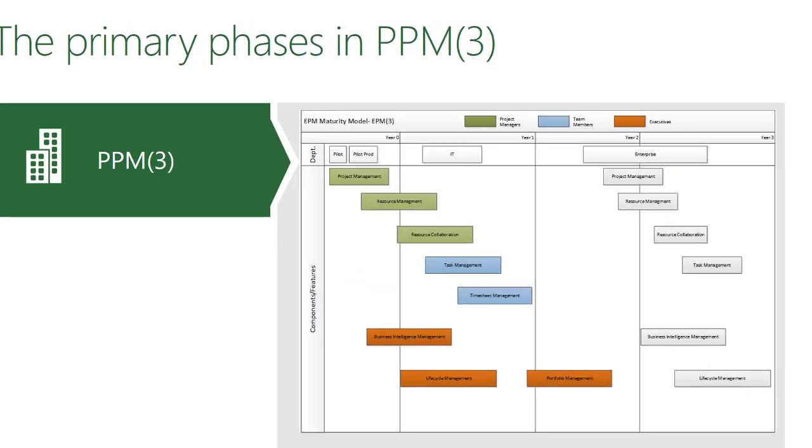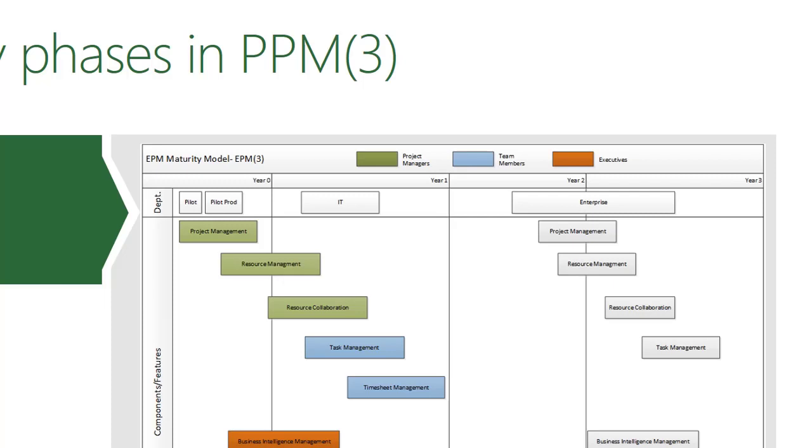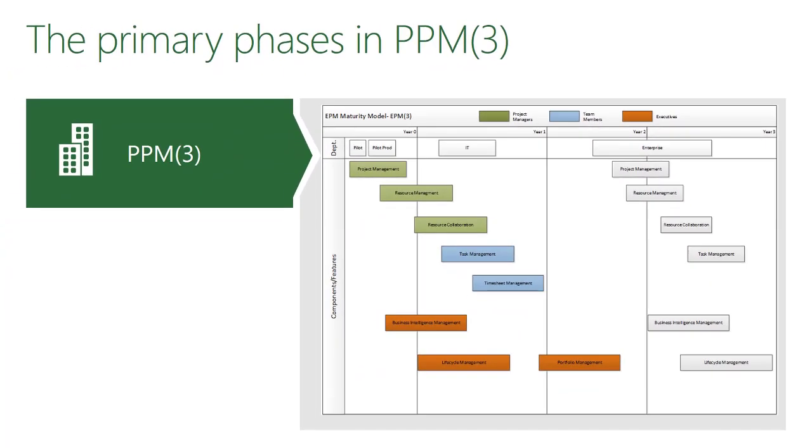Now, the primary phases of PPM3 focus on project management as being the central and primary phase, then moving us through resource management, then eventually getting into collaboration, and then task and eventual timesheet management. Simultaneously, as we're going through resource management and collaboration, we start to look at reporting, as well as lifecycle management from the perspective of project requests and approvals, and then eventually moving us into portfolio management, and then integrating and moving those out to additional departments or business units.